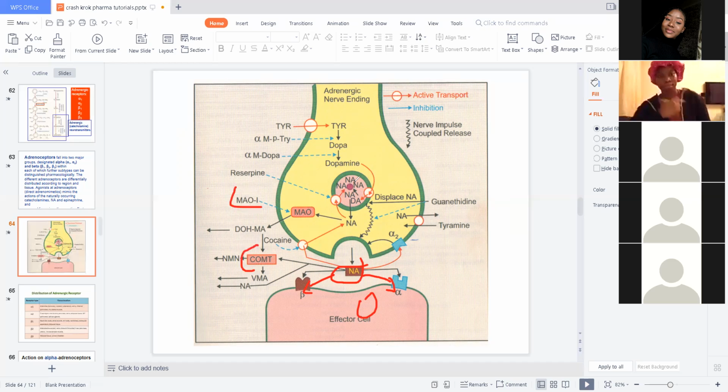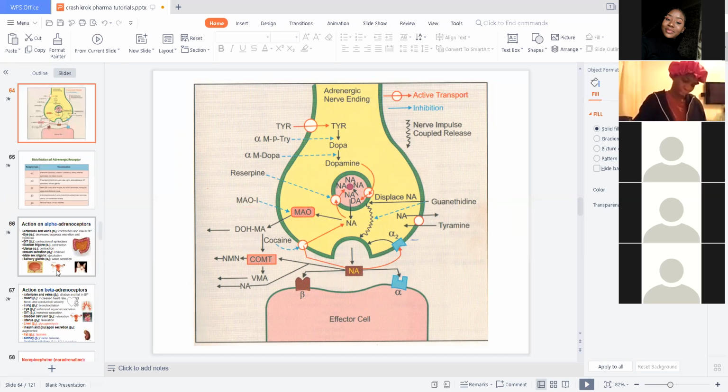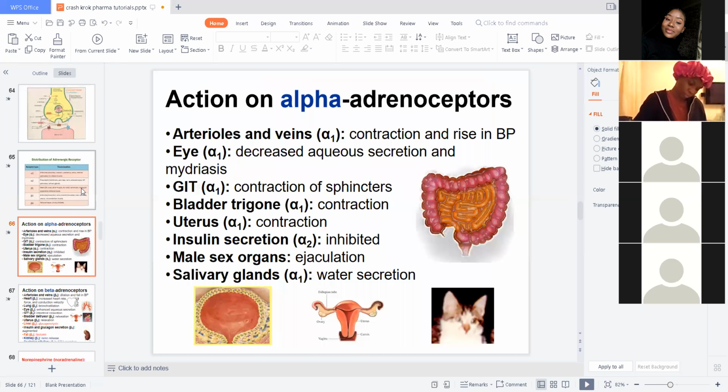So I'm going to tell you about them later. I just want you to take note of the neurotransmitter here. It's noradrenaline, and it can affect either the alpha receptor or the beta receptor. Now we're going to talk about the action of alpha adrenergic receptors.